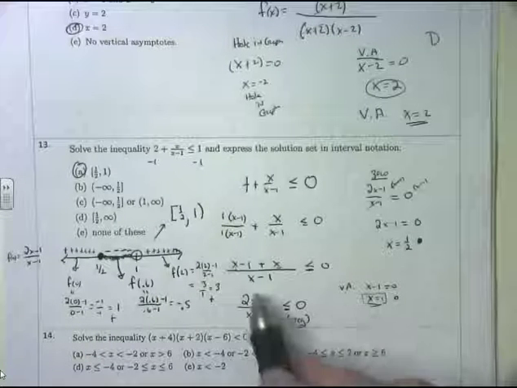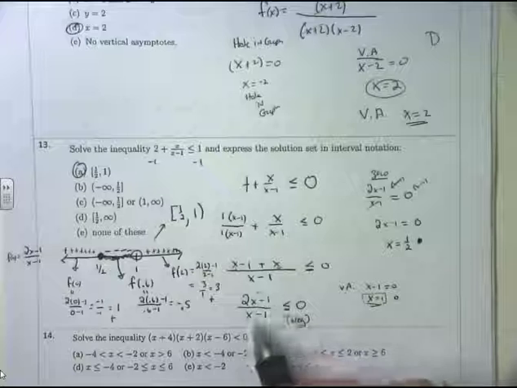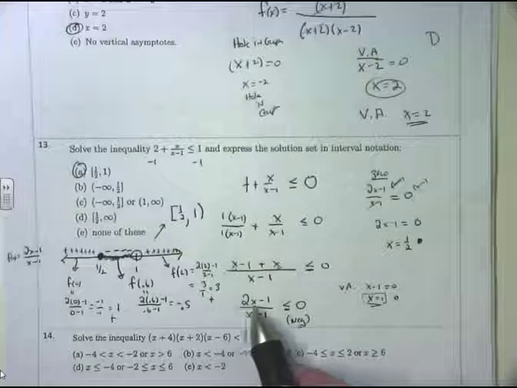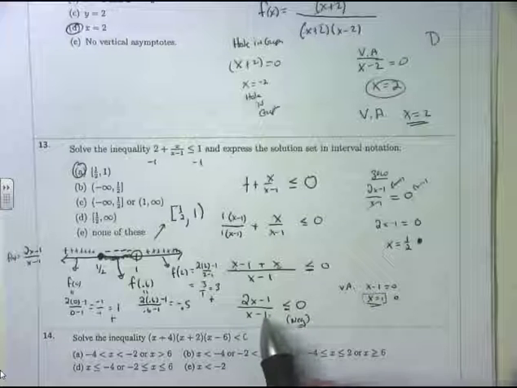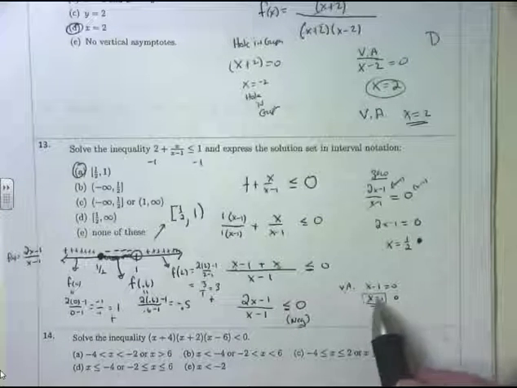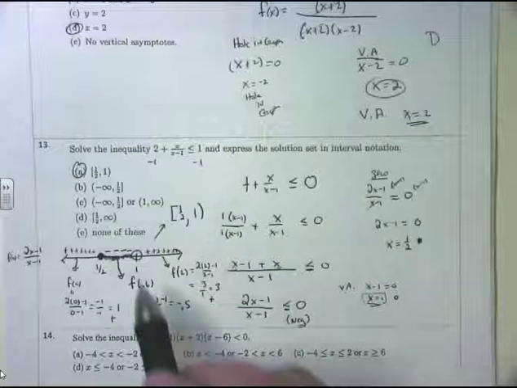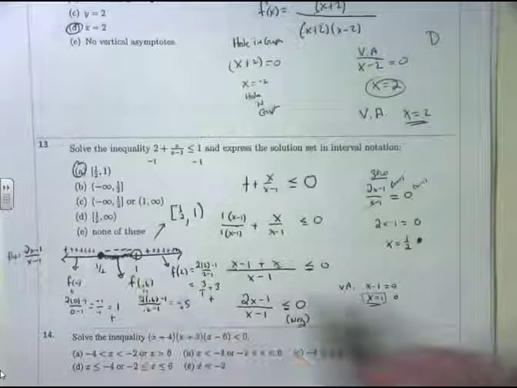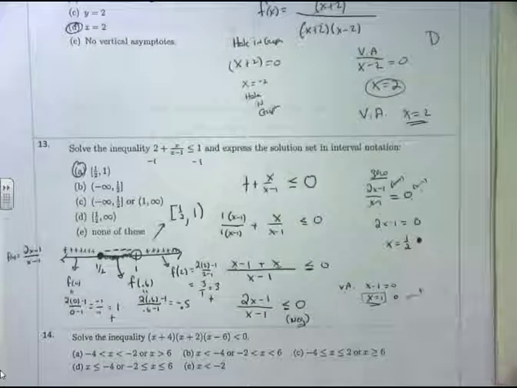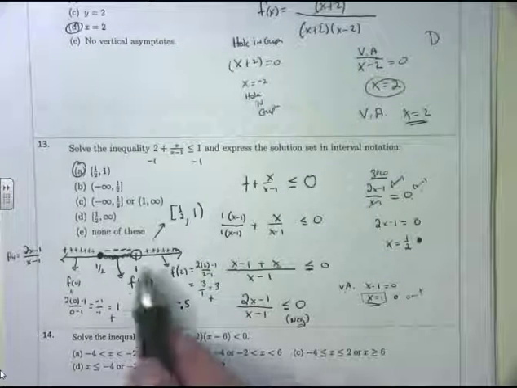The other thing I've got to find, because I have a fractional or rational inequality, is where the function doesn't exist. So 2x minus 1 over x minus 1 doesn't exist when the denominator, x minus 1, equals 0. When solving for x, I get x equals 1. So I put an open circle at 1 because I've got to omit that problem from my solution set.